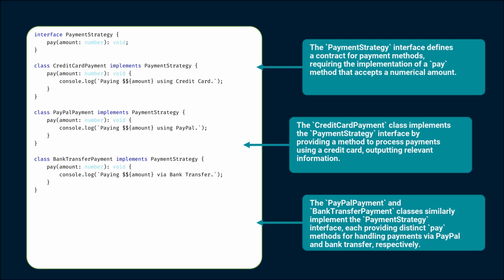This structure allows us to encapsulate the different payment behaviors and makes it easy to switch between payment methods at runtime, demonstrating the flexibility the strategy pattern provides. In summary, these classes not only fulfill the contract laid out by the interface, but also illustrate how easily we can introduce new strategies without affecting existing code. This encapsulation of payment logic supports clean and maintainable code.